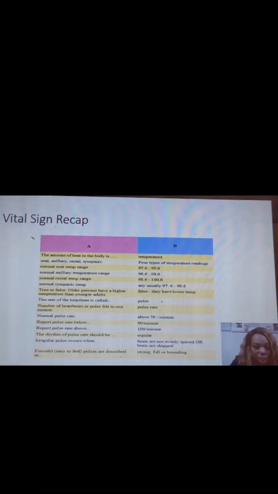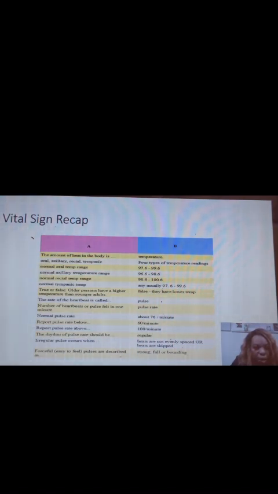So once again, the amount of heat in the body is called the temperature. You have your 4 sites for temperature reading. That's going to be your oral site, your axillary site, your rectal temperature. I want to remind you that older people have a lower temperature than normal.